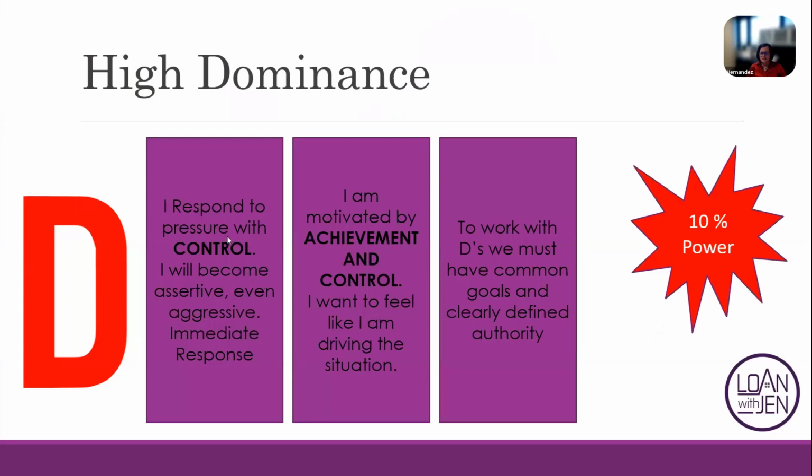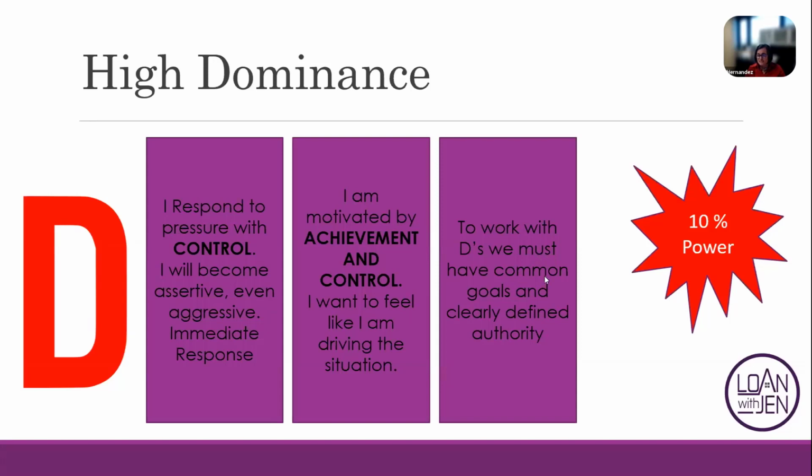So a little bit more about the D. They respond to pressure with control. So when they feel pressure or they feel threatened, they will try to control all of it. So if you've got a client or a spouse or a kid or whatever that's resisting and battling up against, not going with the flow, and they want to control everything, they likely have a lot of D in their personality. Okay. They want things immediately. So they're motivated by achievement and control. Again, they want to feel like they're driving the situation.